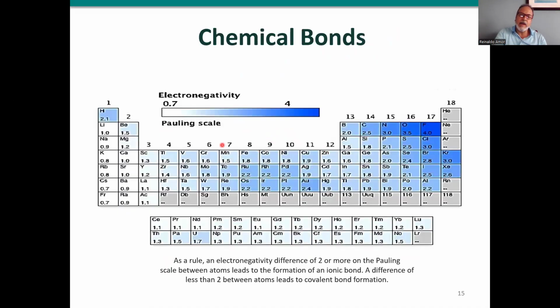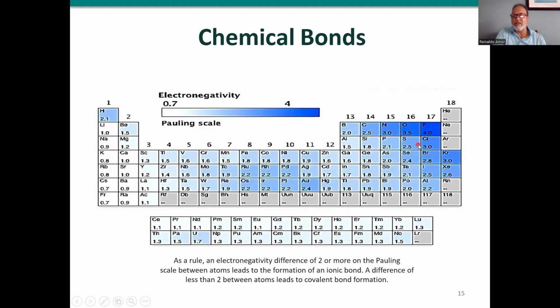Now, this is the Pauling scale. The Pauling scale has to do with electronegativity. This is important to understand ionic and covalent bonding. As we move across the periodic table and up, electronegativity increases. The most electronegative, not counting the noble gases, is fluorine. But you see, chlorine is here. Notice that the electronegativity of chlorine is 3, and sodium is 0.9.